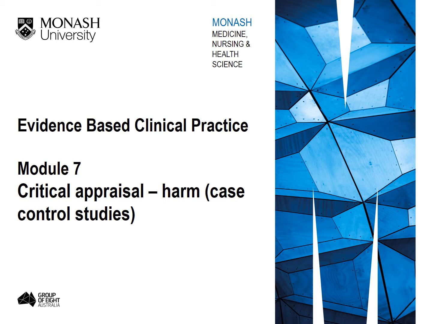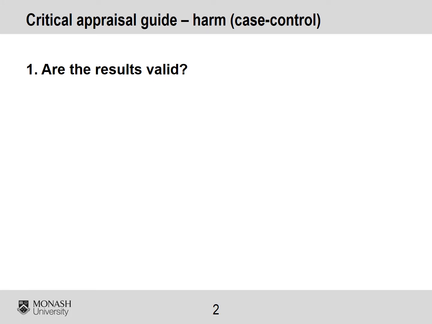Welcome to this presentation in which we're going to run through the critical appraisal template for answering a question around harm, specifically if you choose a study that is a case control study design. So the template for case control studies and RCT cohort studies relating to harm is fairly similar, with the exception of one question relating to attrition bias.